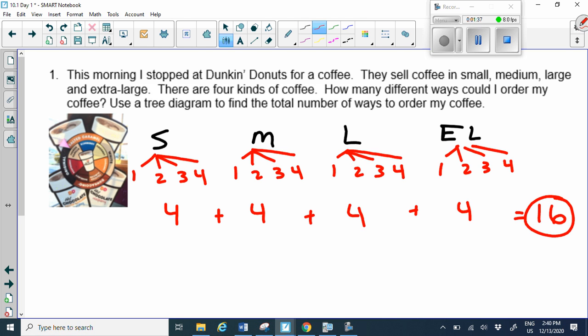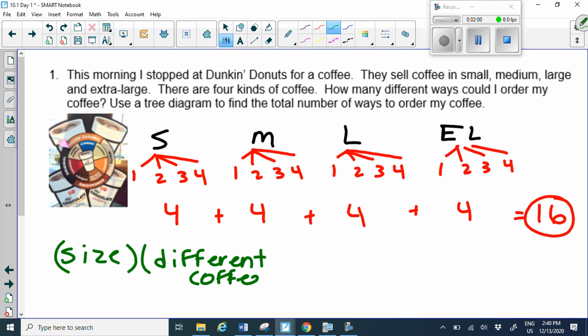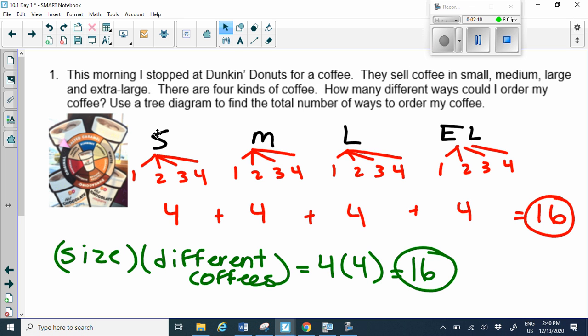Okay. Now, what could be another way we can think of this when we are trying to find the number of ways? Well, we did have 4 different sizes, right? So the size, and we could take for each size how many different coffees. So we had 4 sizes and then 4 different coffees for each of those. So when we do that, we get 16 as well. Okay? So this is what we call the fundamental counting principle.